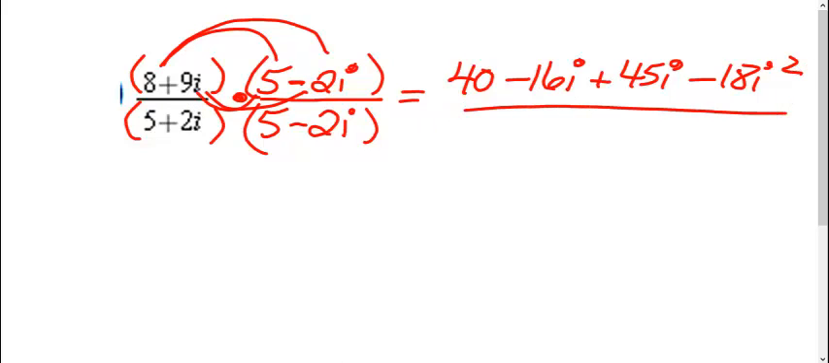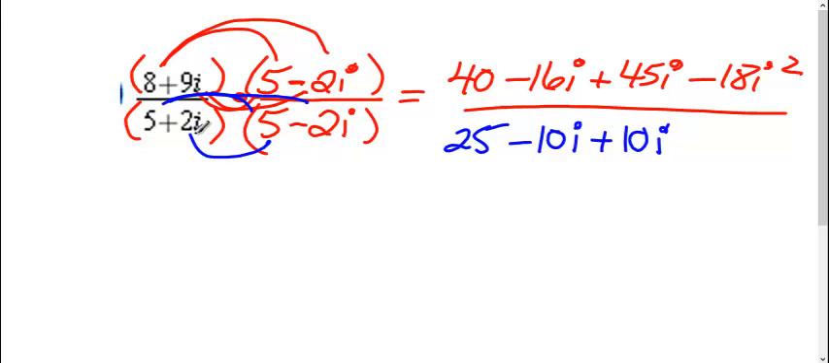Let's do the bottom. On the bottom, I have 5 times 5 is 25. 5 times negative 2i is a negative 10i. 2i times 5 is a positive 10i. And 2i times negative 2i is a negative 4i squared. Okay, so now I need to clean this up here.